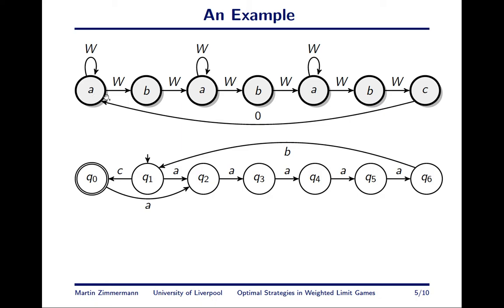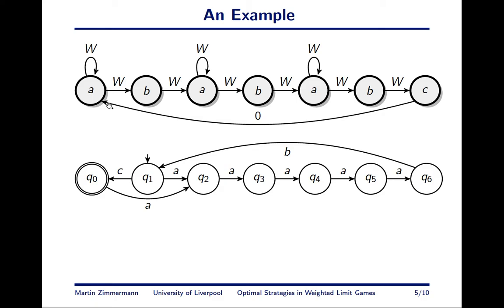So the arena is rather simple. You can stay at these self loops at the A-labeled vertices, or you can go on, see a B-labeled vertex, and then go further to another A-labeled vertex with a self loop. And you can do this several times until you see a C, and then you go back. And all these edges have some weight W, but for this back edge, which has weight 0.